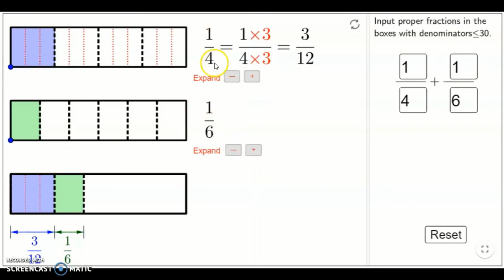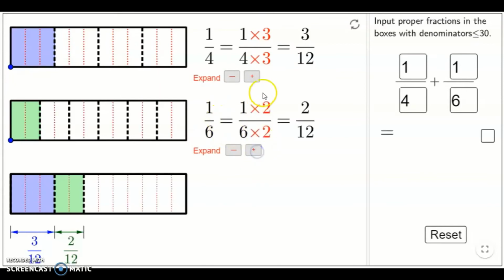So 1/4 top and bottom multiply by 3, so really I'm multiplying by a big 1 here, and I get 3 twelfths. Here I need to multiply top and bottom by 2 to get 12 on the bottom. I'm multiplying by a big 1 here, so I'm not changing the number, just changing how it looks. I get 3 twelfths plus 2 twelfths, which gives me 5 twelfths.